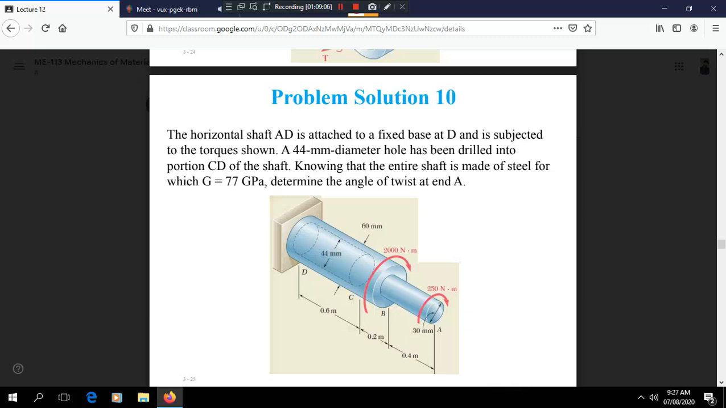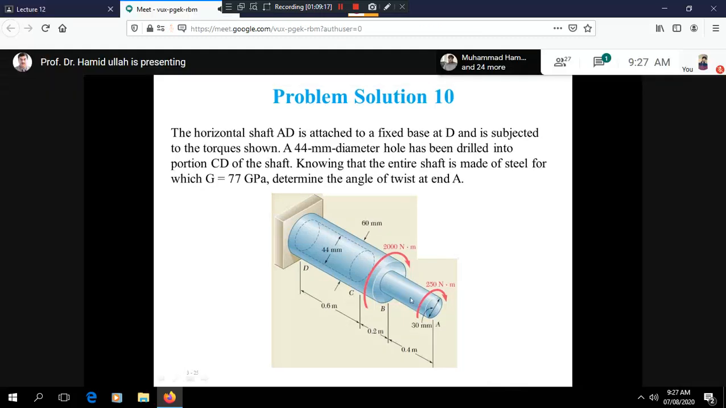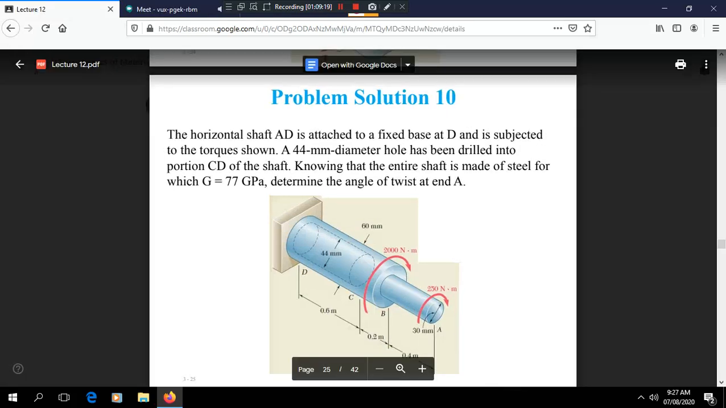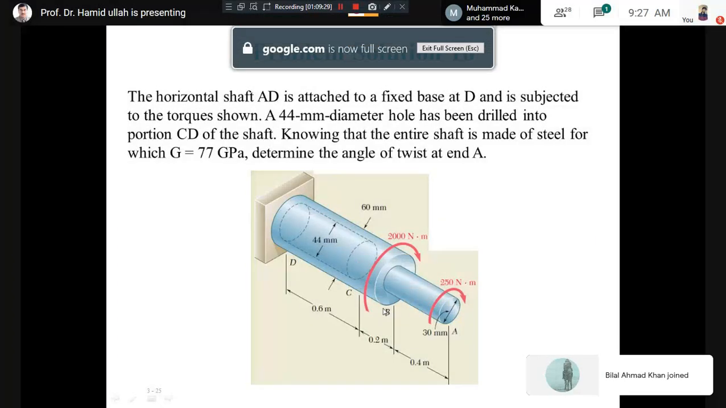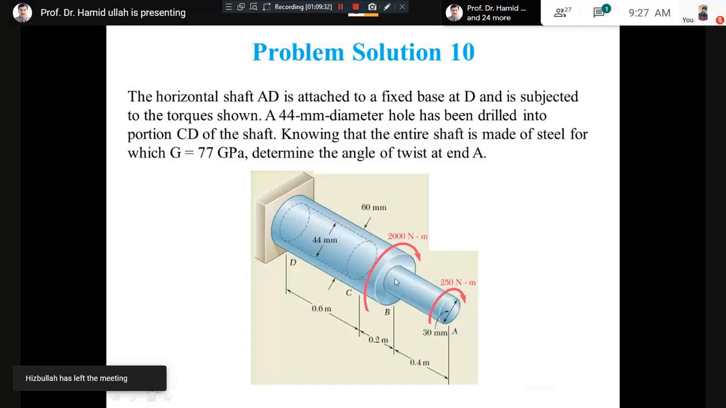The angle of twist, we have already studied and we have a relation for it. Now again the procedure will be, since it is a stepped shaft, the size is changing and the length is changing. As I mentioned, you will consider each part separately and apply the formula, and then you will sum up the angles for all three parts, which will give you the angle of twist for the whole shaft.